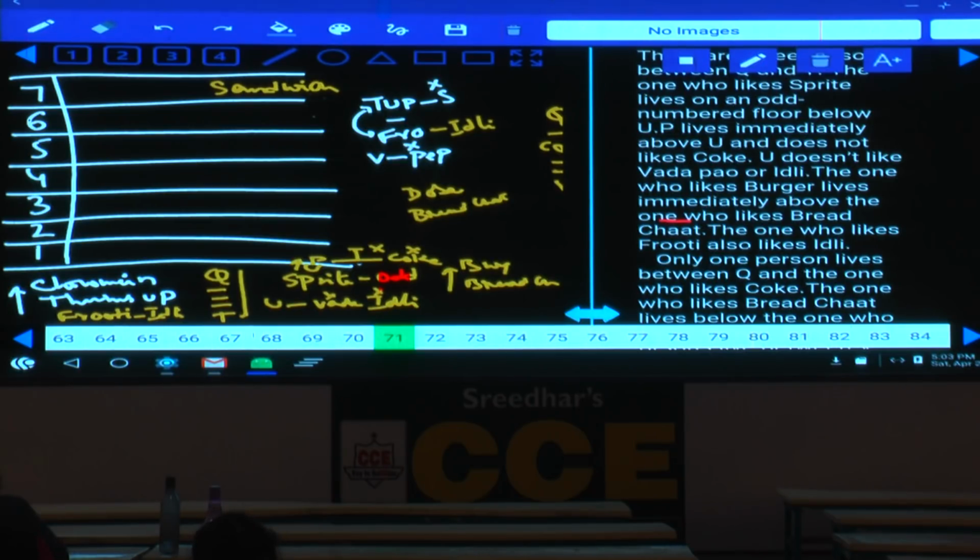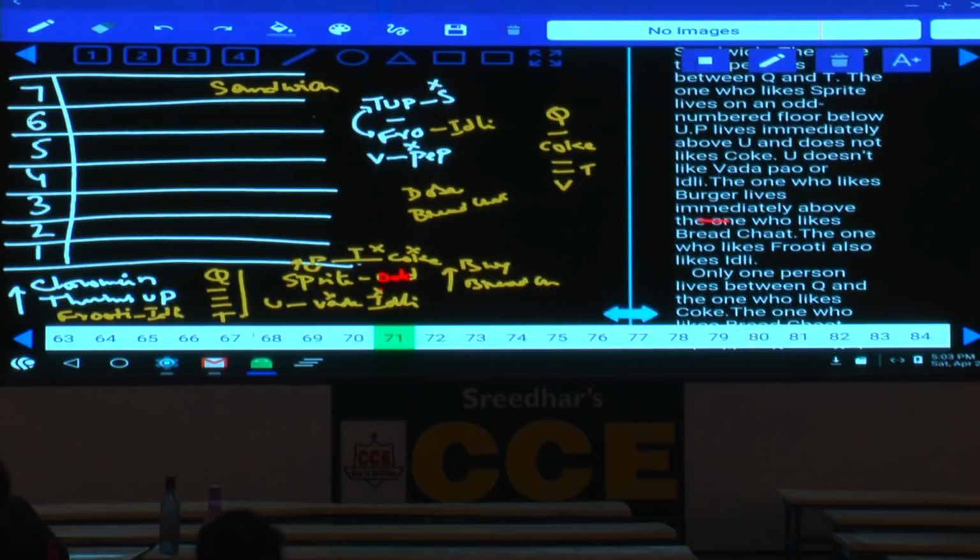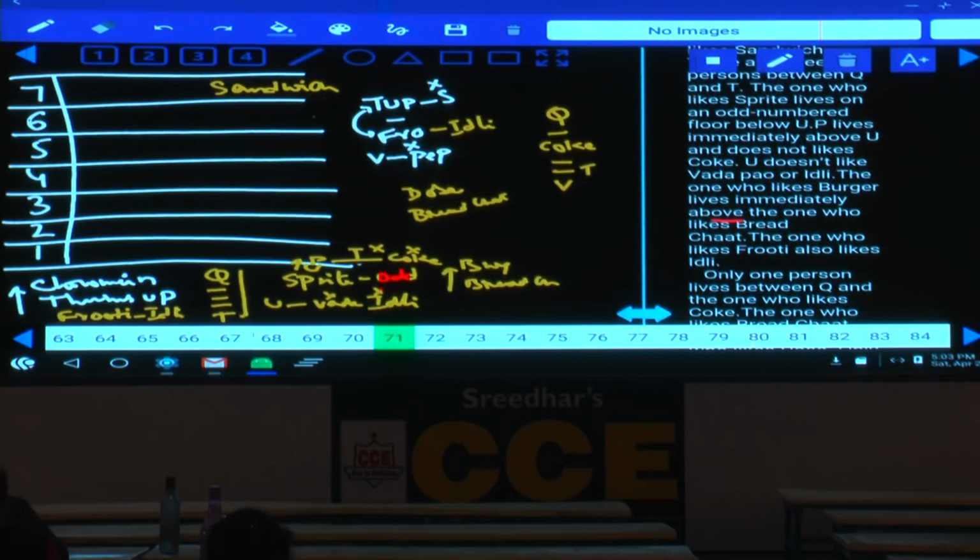Are you following this one or not? If Coke is on the odd number floor, earlier we have two possibilities. Q can be either on the 7th floor or on the 6th floor. If Q is on the 6th floor, then blank, Coke must be here. Is it possible to have Coke at this place? No. Why? Because Coke must be on an odd number floor. This is not possible. The second case is completely ruled out. Now we are left with only one case. Are you following this one or not?